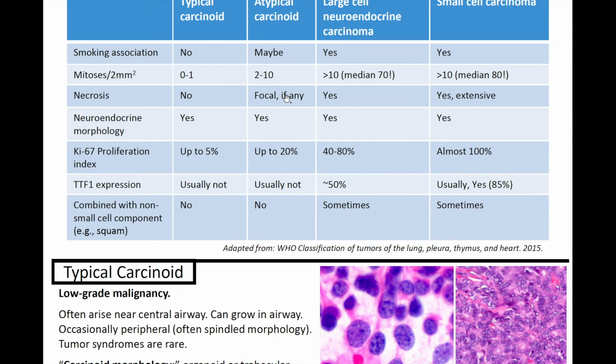So just an overgeneralization, big picture, high altitude flyby, but obviously dive into the deeper aspects of this table. You can look into the mitotic rate specifically. So 2 to 10 is going to be atypical carcinoid, 0 to 1 typical carcinoid, and then over 10 is whenever you're going to get into your large cell neuroendocrine carcinoma or small cell carcinoma.